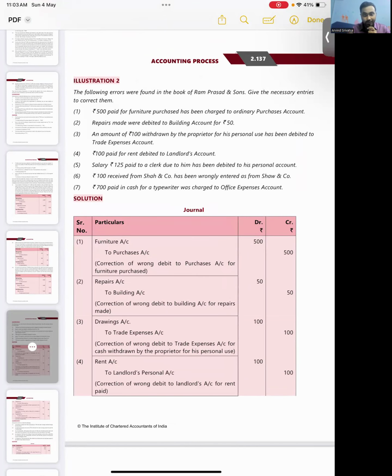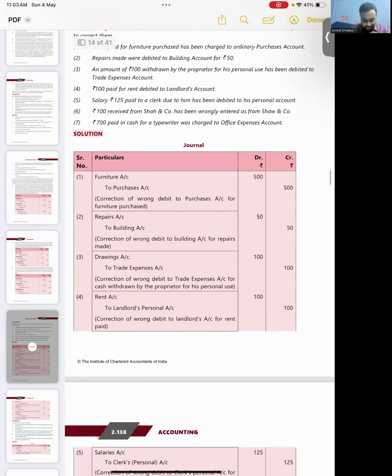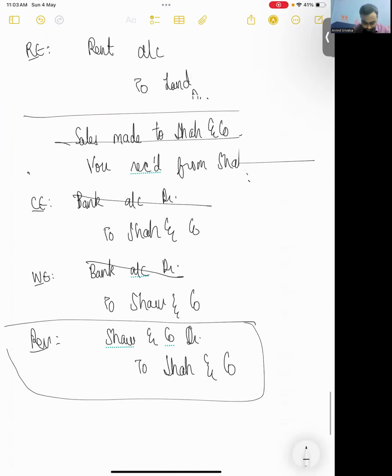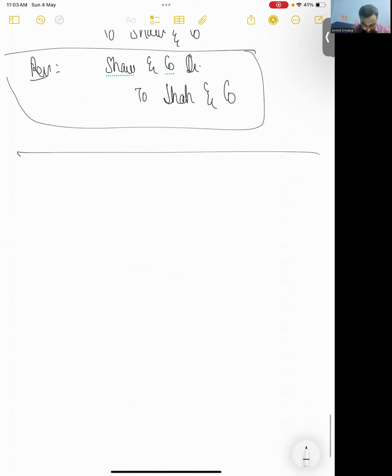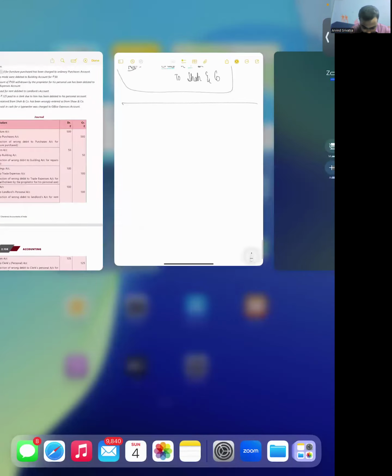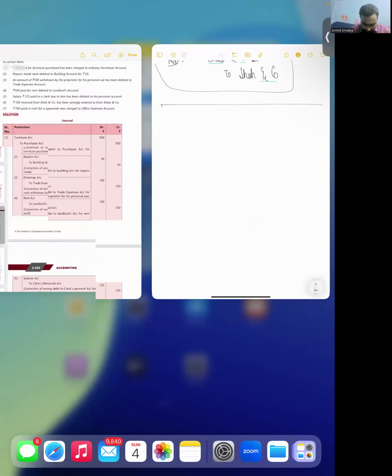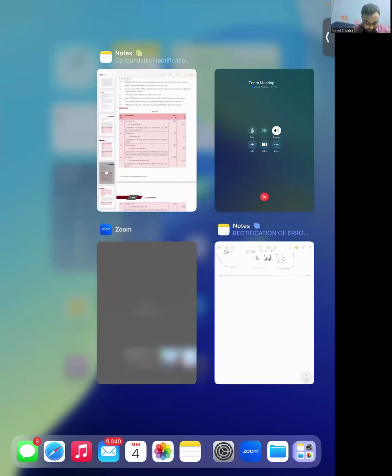So this one I don't think you need to write. For the simpler ones, it's preferable not to write. But again, just for your comfort, you can write and see the correct entry, wrong entry. Anyways, I'll just write it down. It's fine. 700 paid in cash for a typewriter. So you're buying a typewriter. It was charged to office expenses account.